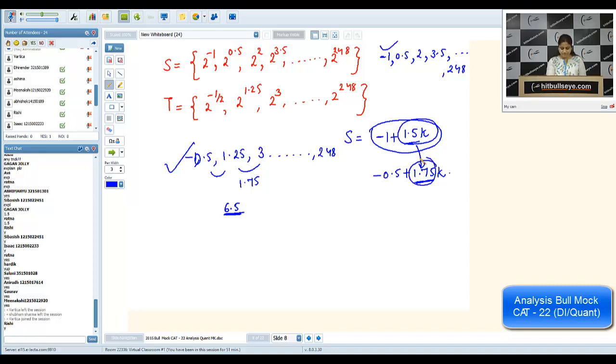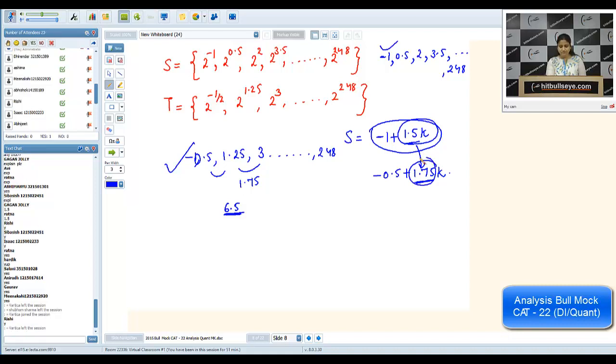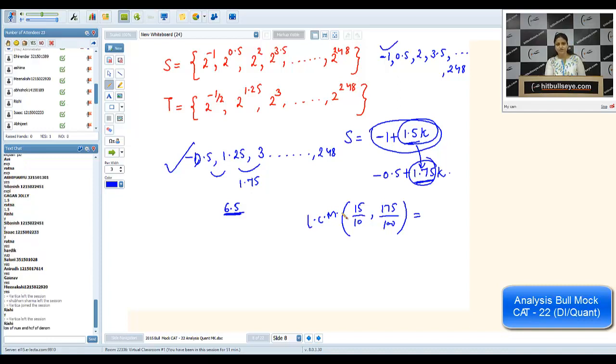Are you getting me? What is the least common multiple of 1.5 and 1.75? You can apply the least common multiple of fractions here. What is the least common multiple of fractions? I'll write this as 15 by 10 and 175 by 100. The least common multiple of fractions will be the least common multiple of the numerators divided by the HCF of the denominators. So it comes out to be 10.5.